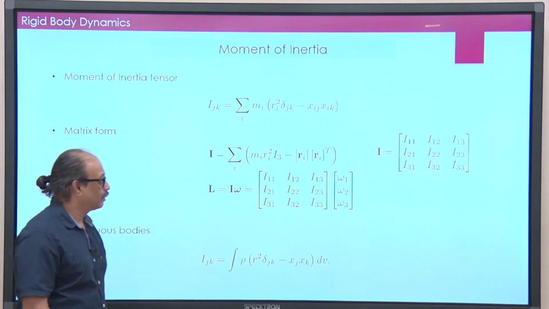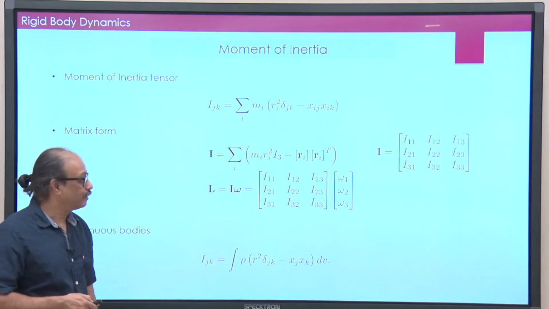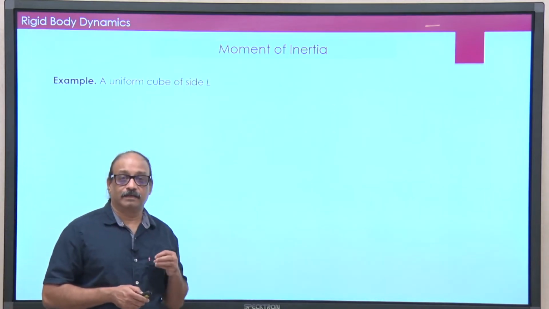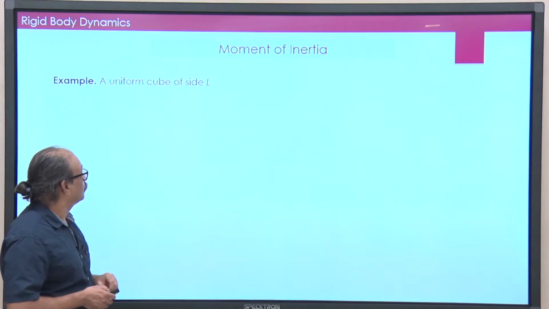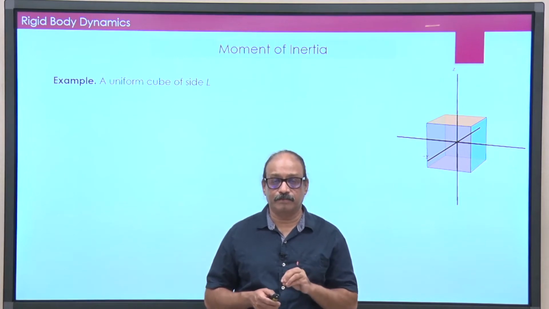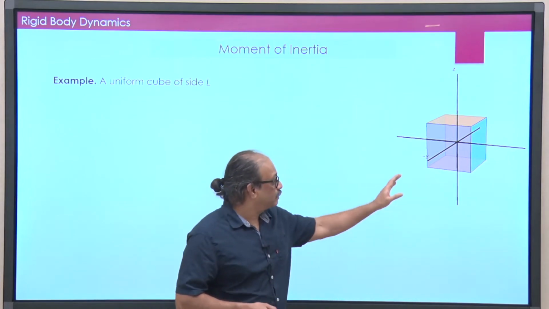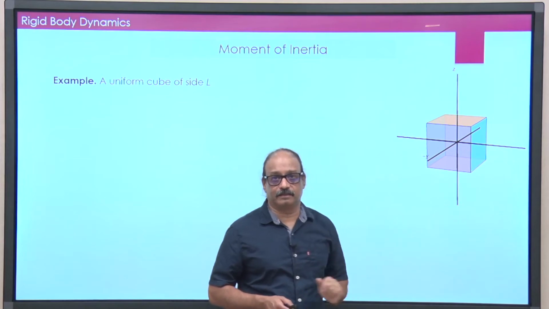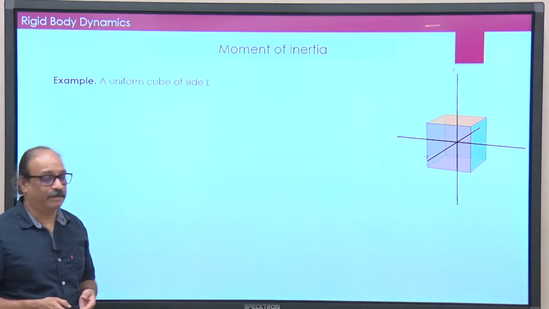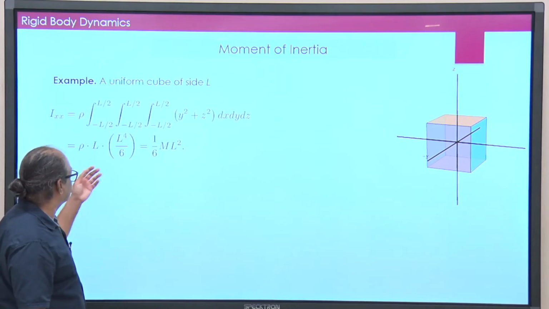Let me start by taking one example. So, in this example, let me start by looking at a cube of side L. So, here is a cube, and the coordinate system here is such that the origin is at the center of the cube, and the 3 axes are parallel to the edges of the cube. Okay. Let us calculate this. This we have done in our 12th standard. So, I will calculate this very quickly.